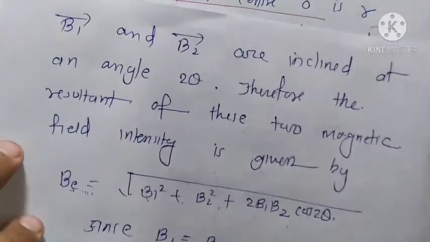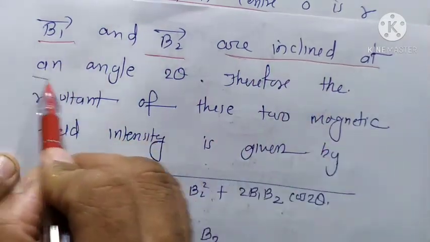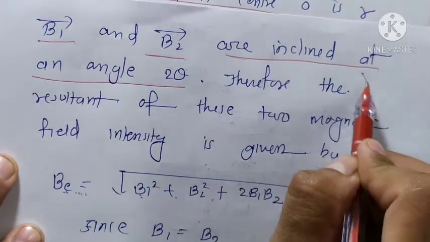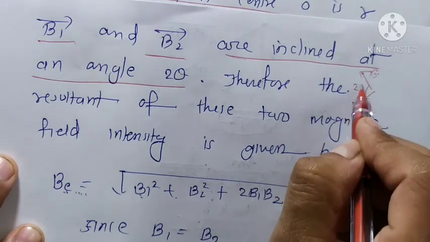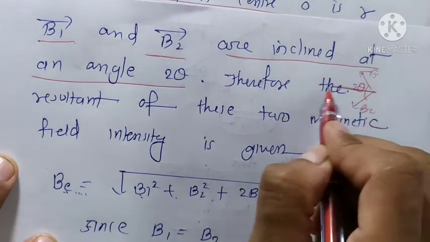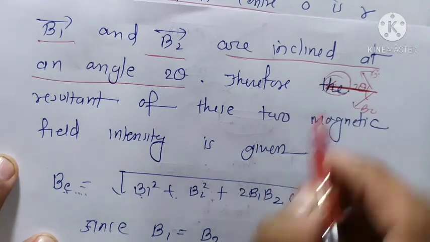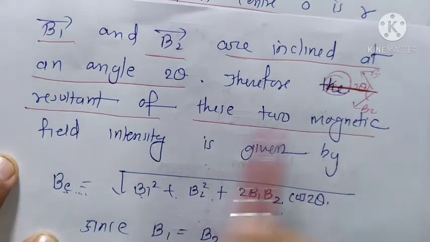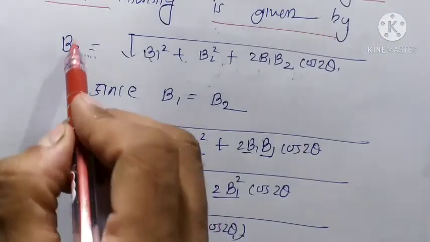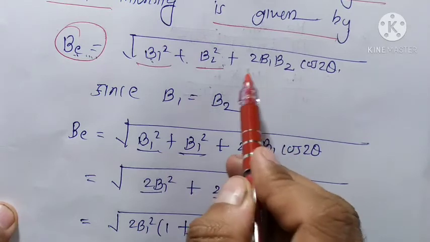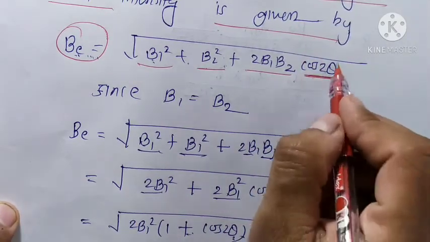you see that B1 and B2 are inclined at an angle 2θ. This is B1 and this is B2, and the angle between both of them is 2θ. Now this is the resultant magnetic field intensity at point P, so we have to find this value. The resultant of these two magnetic field intensities is given by this formula: B_E equals the square root of B1² + B2² + 2 B1 B2 cos 2θ, where 2θ is the angle between both of them.